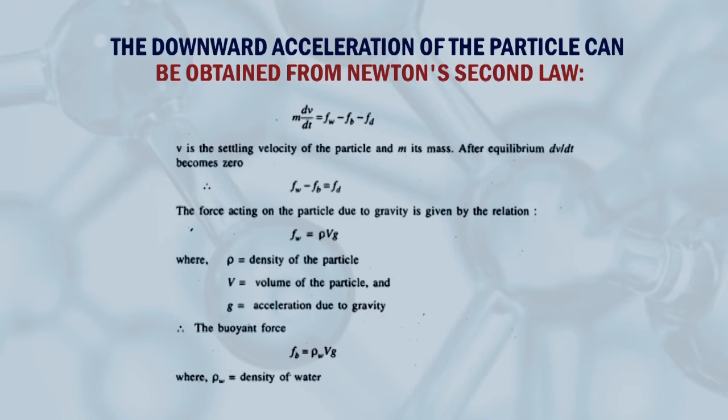After equilibrium, dv by dt becomes 0. Then Fw minus Fb is equal to Fd. The force acting on the particle due to gravity is given by the relation Fw is equal to rho V g. Rho here is the density of the particle, capital V the volume of the particle, and g the acceleration due to gravity. The buoyant force Fb is equal to rho w V g. Here rho w is the density of the water.